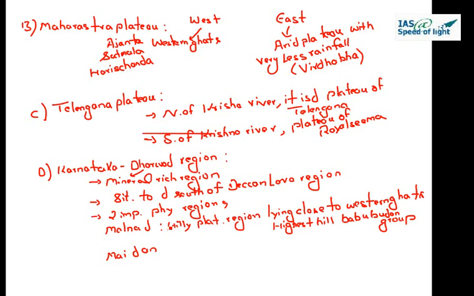Then Maidan, it is to the eastern side of Malnad, which are relatively large rolling plains with low granitic hills. Okay. So here we finish the third division of the Peninsular Plateau.